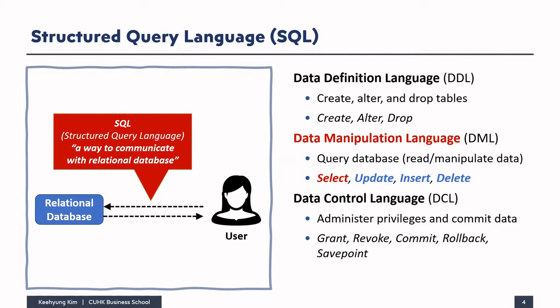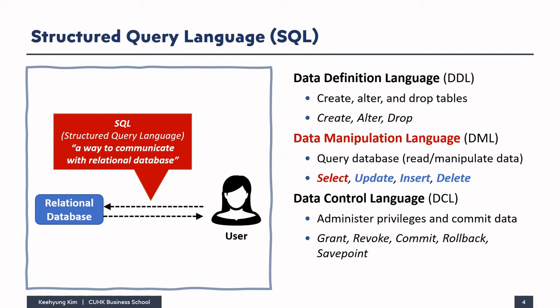So SQL by definition is basically a way to communicate with the relational database. It's a structured query language. Basically it's another computer language you are going to use to talk with your database system. So that's the definition of SQL. And as a user, you are going to use SQL to get the data and communicate with the relational database. And for SQL, there are 3 different types.